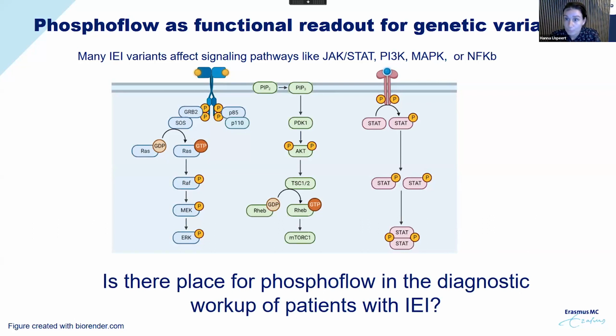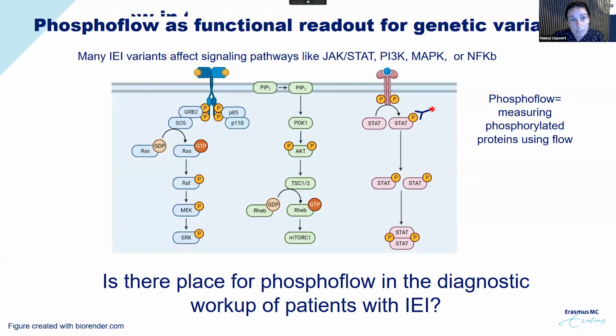But first, what is phosphoflow? Phosphoflow is measuring phosphorylated proteins using flow. So when a ligand binds to its receptor, this receptor can get phosphorylated, and this also leads to an activation cascade of downstream proteins, which can also be phosphorylated. And by phosphoflow, you just use an antibody that recognizes the phosphorylated form of this specific protein. And this you can measure with flow cytometry.